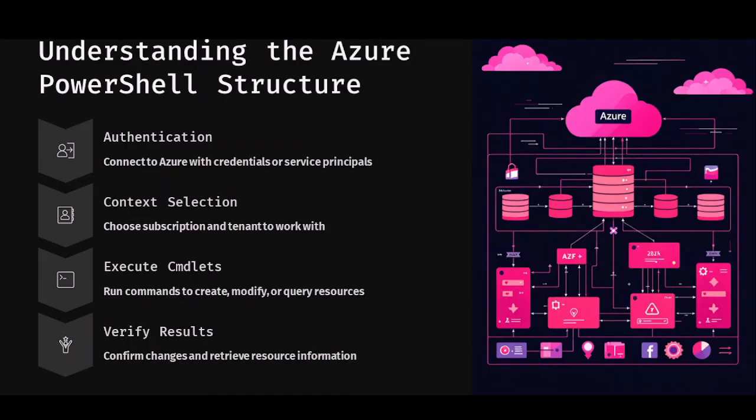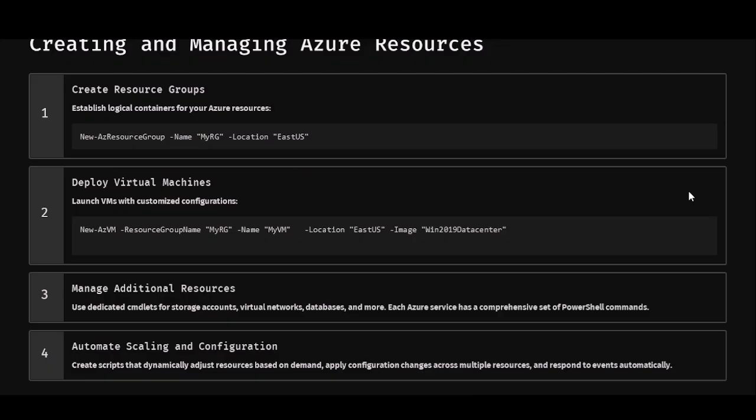Understand the PowerShell structure. We have to authenticate, then do context selection, in which subscription I am trying to work, and then run the commands, whether I want to query, modify, or create resources, and then I can verify the result. So this is the diagram for it: if I want to manage the Azure resources, these are the resources which I can create and manage.